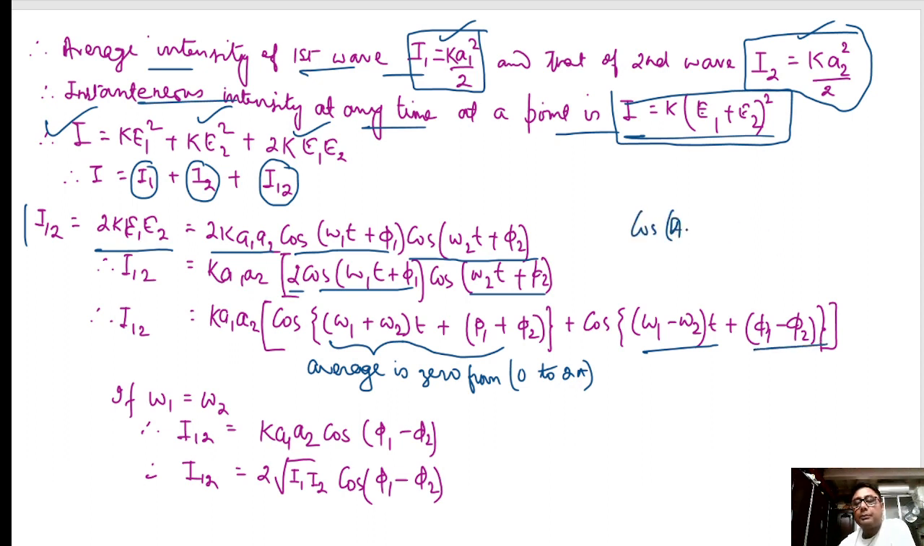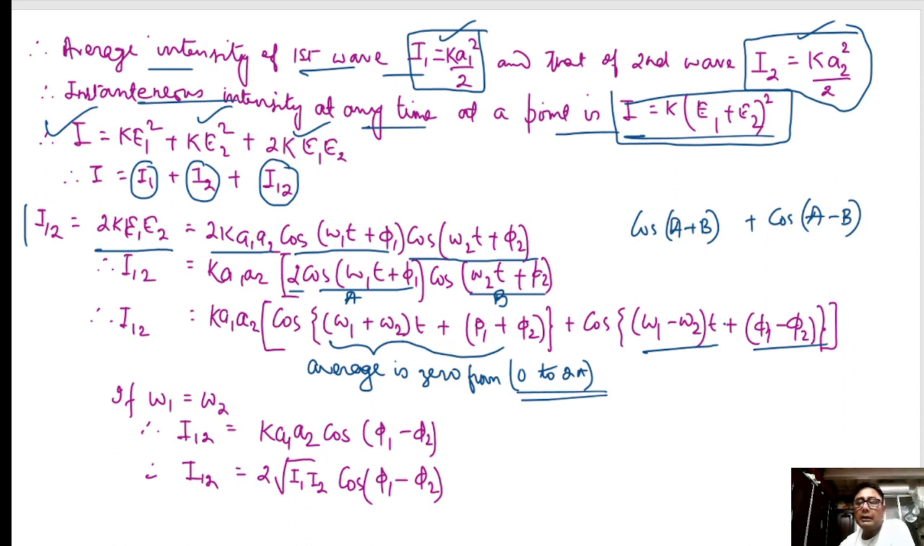cos(A plus B) plus cos(A minus B). So this is our A and this is our B. So here we can write it. Now this is the average of cos theta over 0 to 2 pi, so this value will completely become 0.